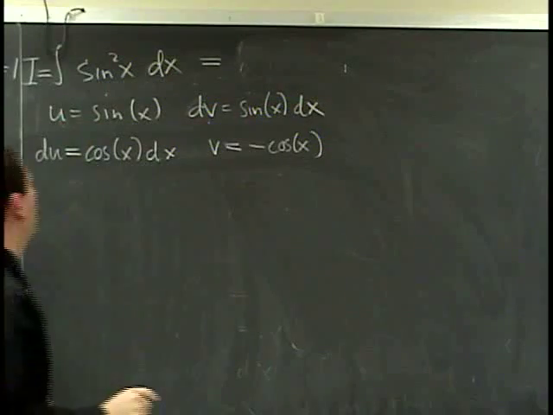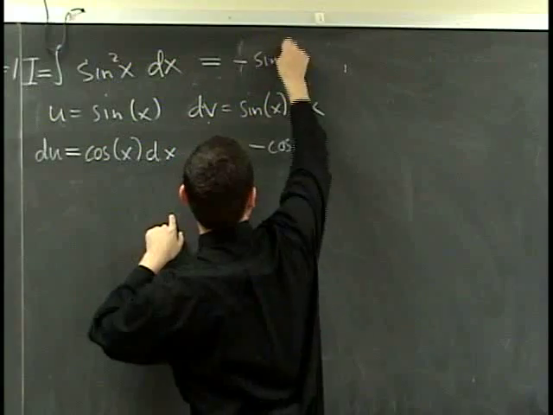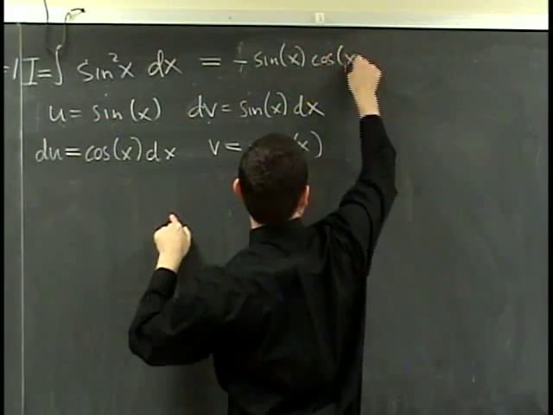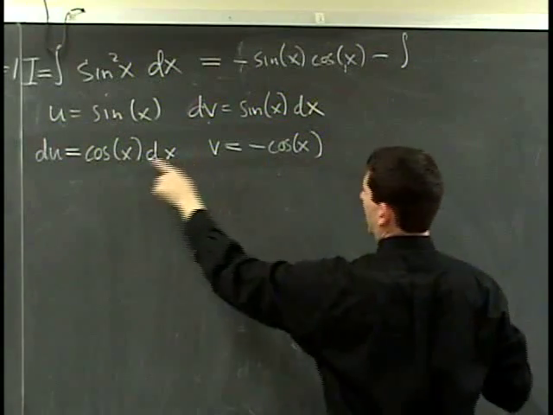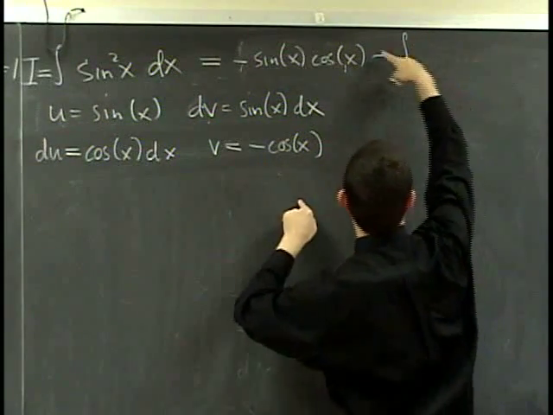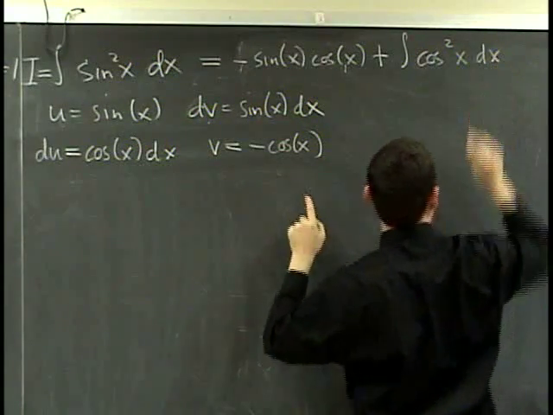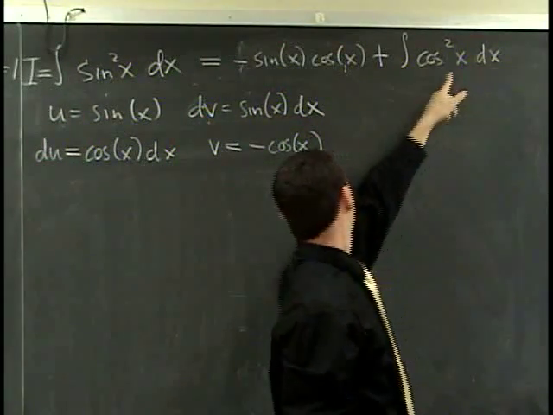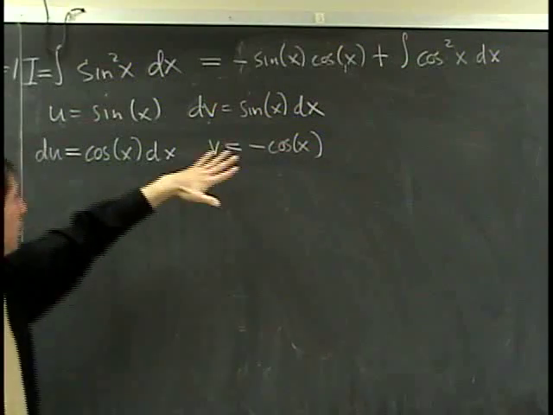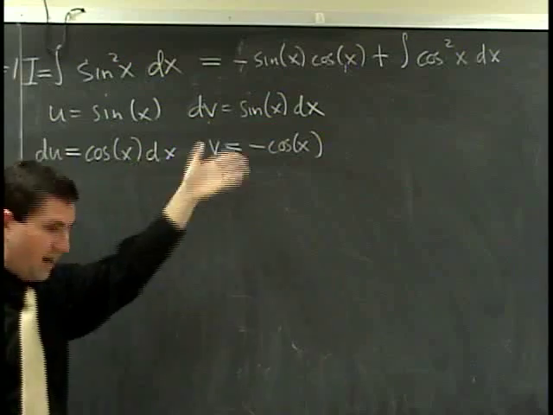So let's see what we get now. uv is going to be negative sine of x cosine of x minus the integral of v du. So that's negative cosine squared. The negative will come out front. I get cosine squared x dx. Plus c there? Well, remember, whenever we do this process, we can choose any antiderivative for v, like 0. So I choose the one with a 0.